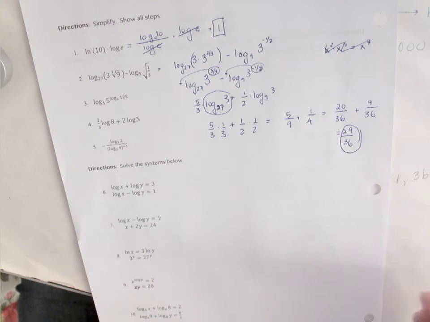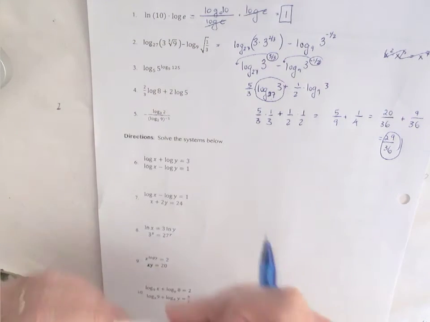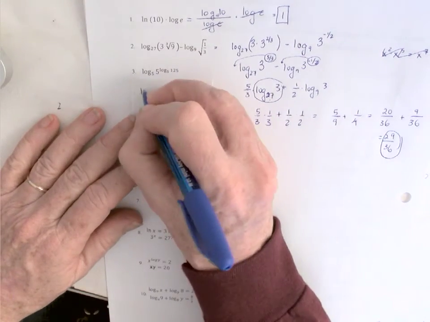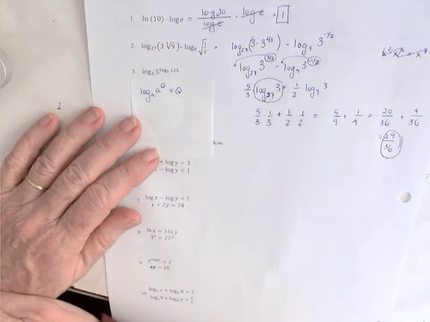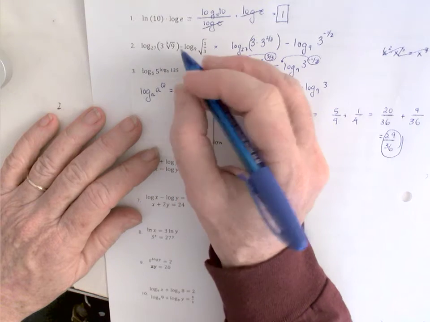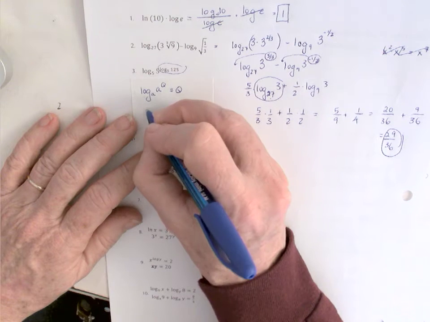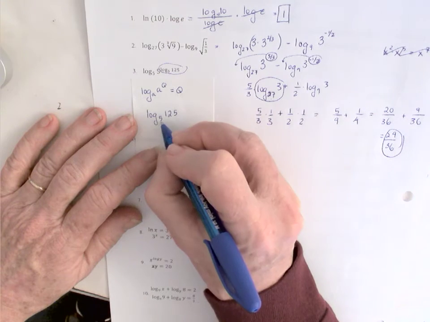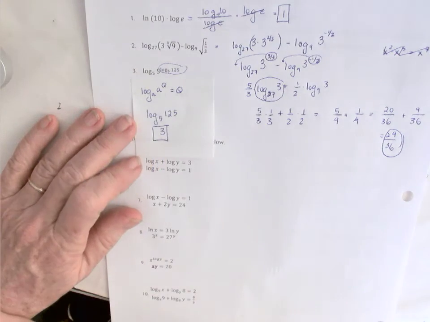Let me get another piece of paper because this is getting kind of messy here. If I was going to do question number 3, well, I'm going to remember this property. The log in base a of a to the q is equal to q. And over here, I have log in base 5 of 5 to the thing. That's going to be equal to the thing. So this just becomes log in base 5 of 125. And I happen to know 5 to the 3rd is 125. So the answer to question 3 is 3.